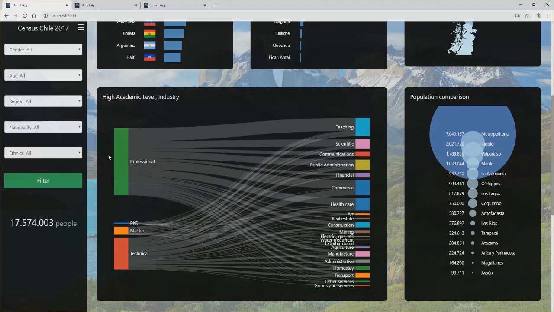This is a Sankey diagram that tries to show people with high academic level, where do they choose to work after graduation. So, for example, people with professional degree mostly prefer to work in teaching industry, followed by commerce and science industry. This chart compares the population in different regions of the country. In first position, you can see Metropolitana region, which is the region of the capital with 7 million people living there.